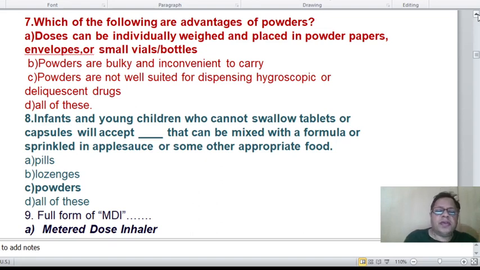Question number 8, infants and young children who cannot swallow the tablet or capsule will accept this dosage form that can be mixed with the formula or sprinkled on a processed or some other appropriate food. Sprinkling is actually spreading with the help of any kind of container, and spreading of the powder can be done very easily because it's fine. It doesn't take too much pain to swallow these dosage forms. So for question number 8, answer C is definitely the most appropriate answer.